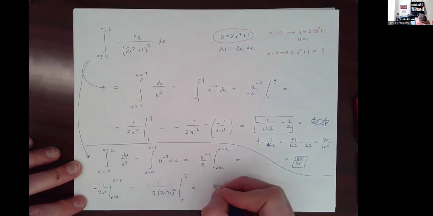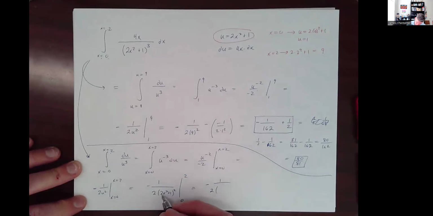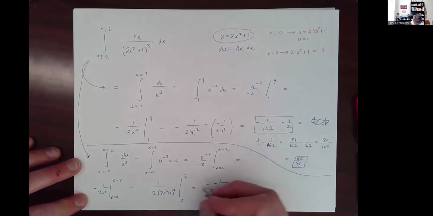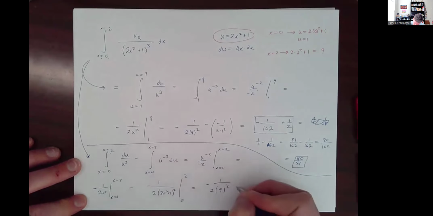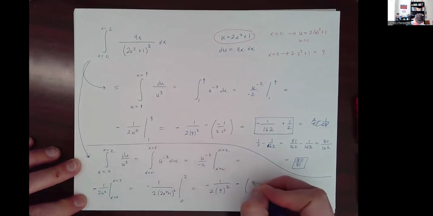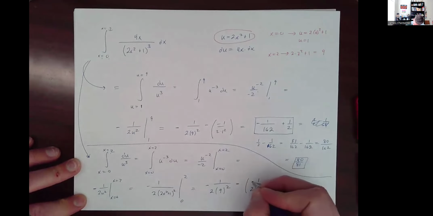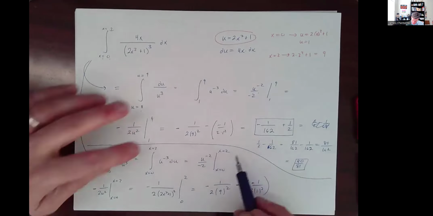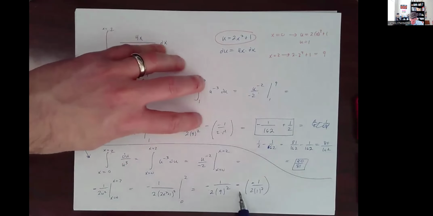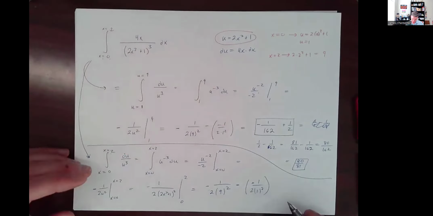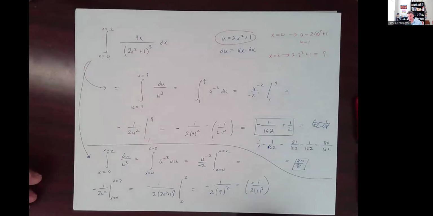And then finally, plugging in the 2, you get negative 1 over 2 times (2 times 2 squared plus 1) squared. So 2 times 2 squared is 2 times 4, plus 1 is 9 squared, minus negative 1 over 2 times (2 times 0 plus 1) squared, just 1 squared. So we're doing the same thing, right? We still have a negative 1 over 2 times 9 squared minus a negative 1 over 2 times 1 squared. But to me, this feels like a less nice way of doing it.